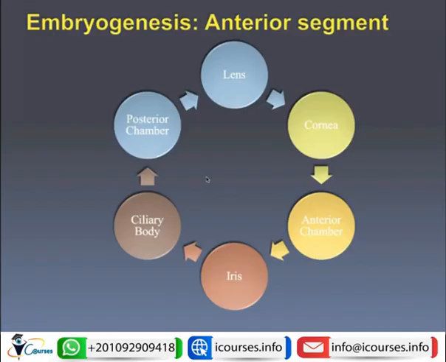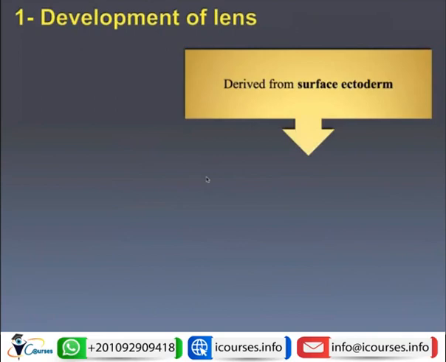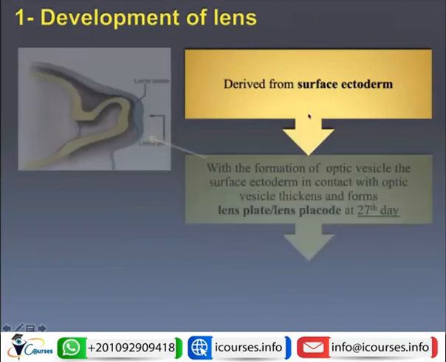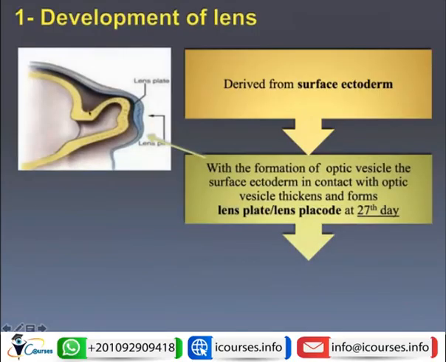Okay. So let's start immediately with the embryology of the anterior segment structures. Let's start first with the lens. As we mentioned, the lens will be derived from the surface ectoderm. As you can see here, this is the developing optic vesicle, and as it grows laterally, it will touch the surface ectoderm, and this touch will initiate the development of the lens, which is called the lens placode or lens plate. This occurs in about the 27th day of gestation.